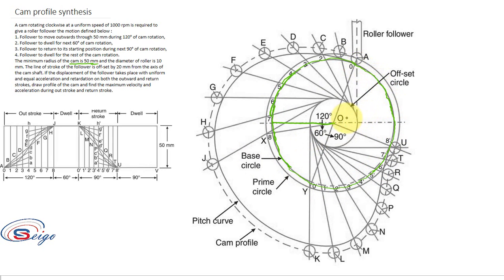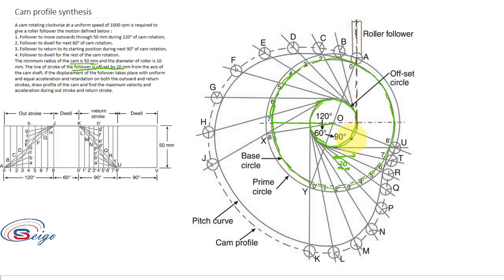So after that you have to draw the offset circle. That is because in the question it is told that the follower is offset by 20 mm. So this is your offset circle. That means from this center the offset is of 20 mm. Then you have to draw the vertical line which is tangent to this offset circle.